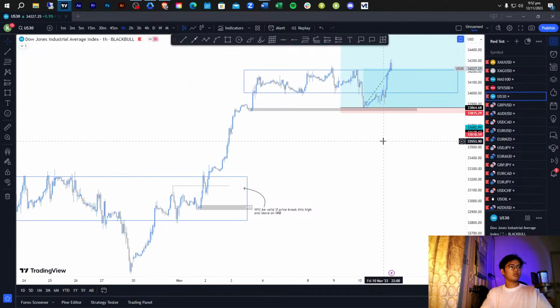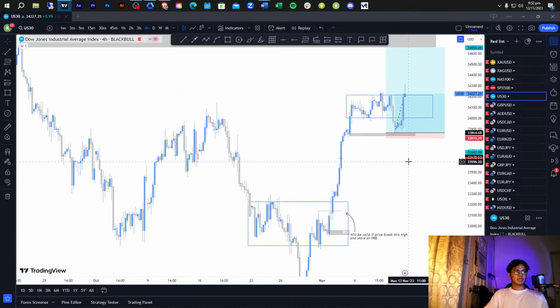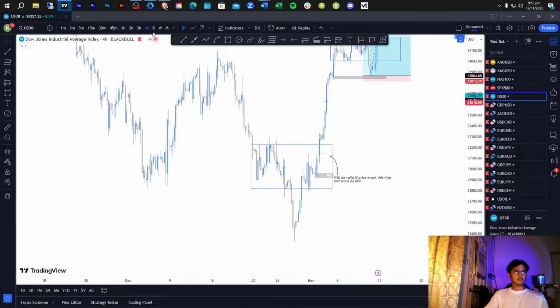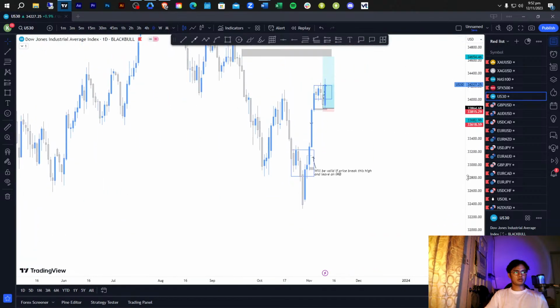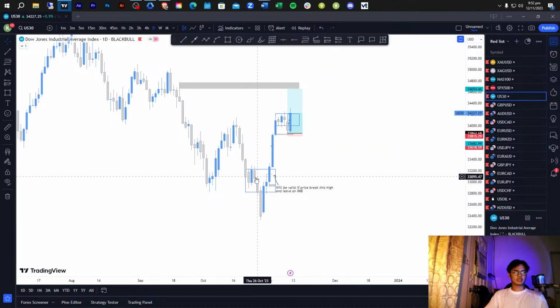Yes, and just like what I mentioned on our last Sunday trade, US30 is on a reaccumulation phase. This is the accumulation phase, and this will be the reaccumulation.